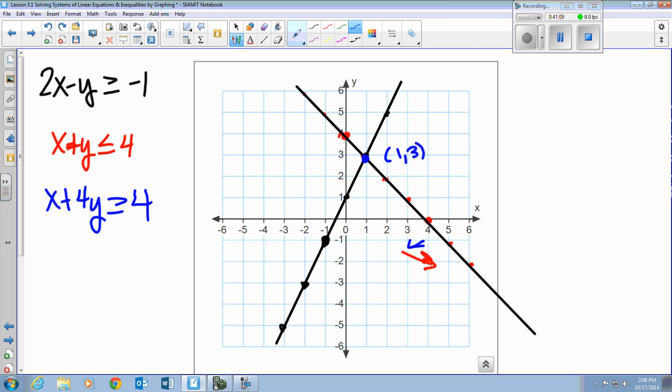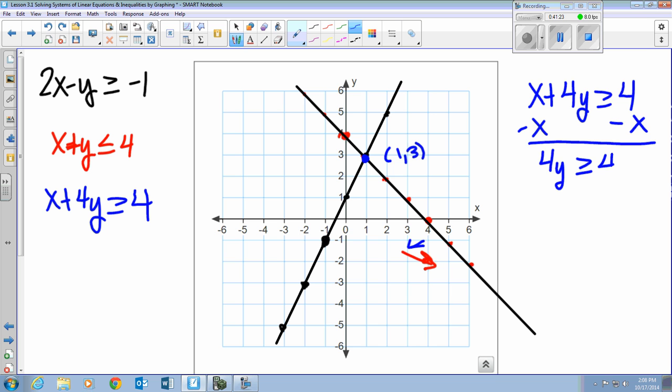All right, last one. I'm going to graph x plus 4y is greater than or equal to 4. If I want to get y alone, what do I have to do? Subtract x. 4y is greater than or equal to 4 minus x. Now what? Divide by 4. What I do to one side, I do to the other. Y is greater than or equal to 1 minus 1/4 x. So what's my y-intercept? 1.